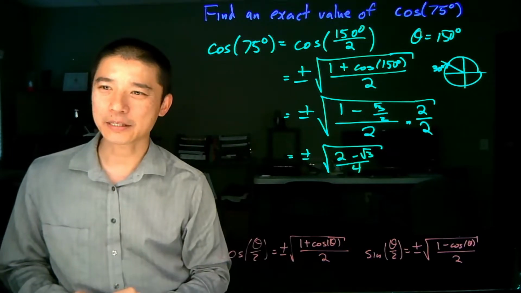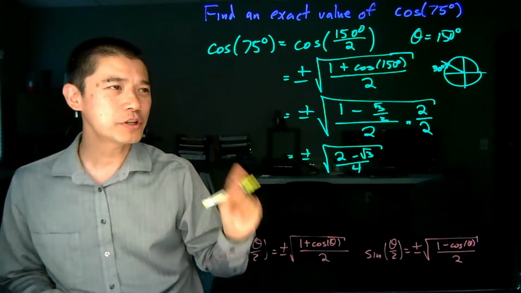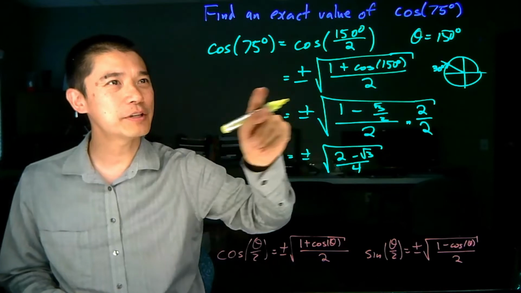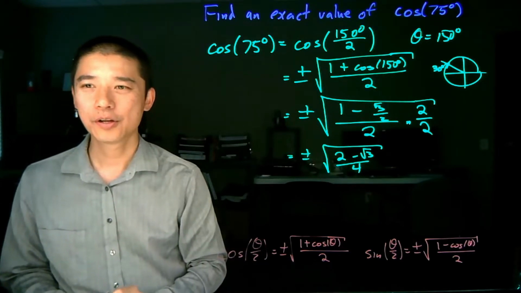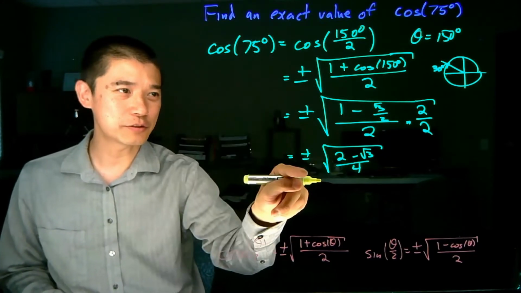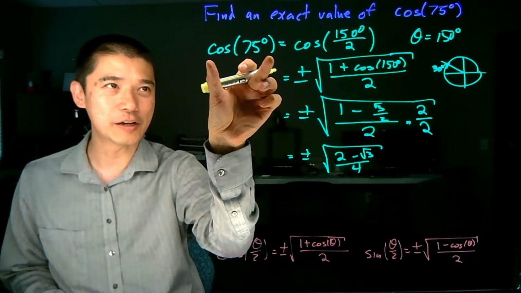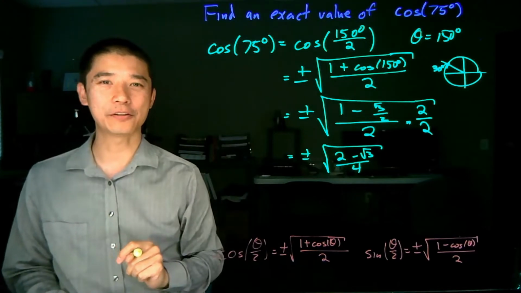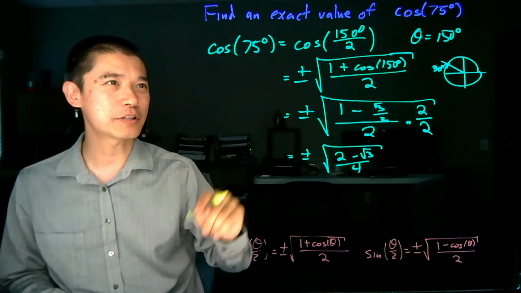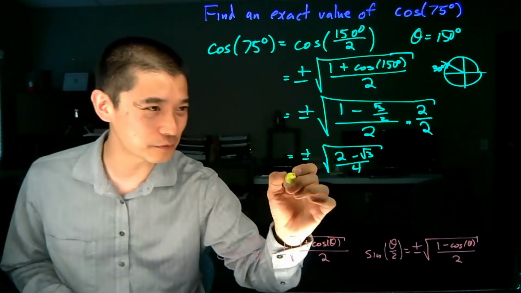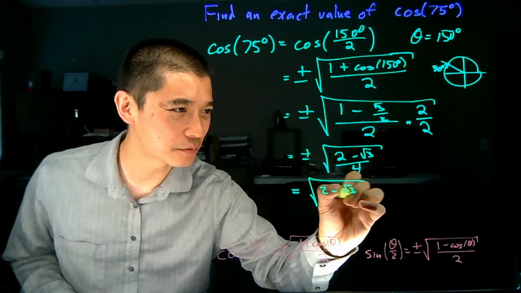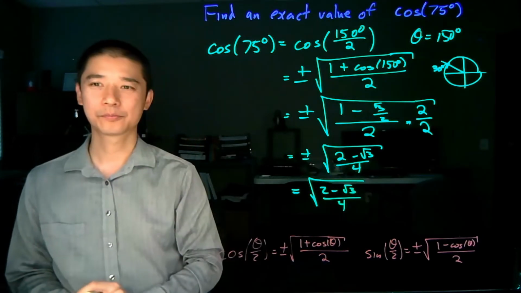And now we have to make that decision about the plus or minus. Which angle are we thinking about for this plus or minus? Is it the 150 degrees or is it the 75 degrees? Now remember, we are calculating this quantity right here, and this quantity is either going to be positive or negative depending on whether the 75 degree angle is in the first or second or third or fourth quadrant. So in this case, 75 degrees is in the first quadrant, cosine is positive in the first quadrant, so we will take the plus case here, square root of 2 minus root 3 over 4.